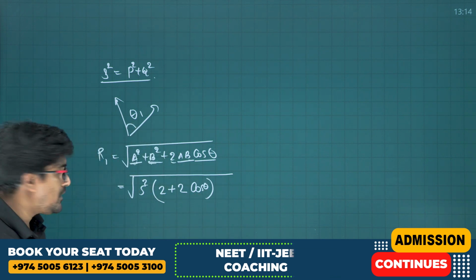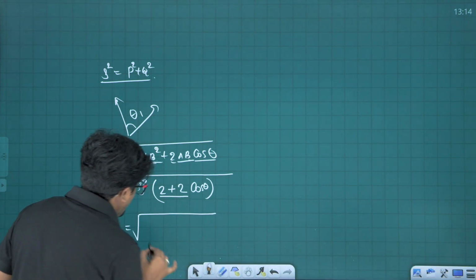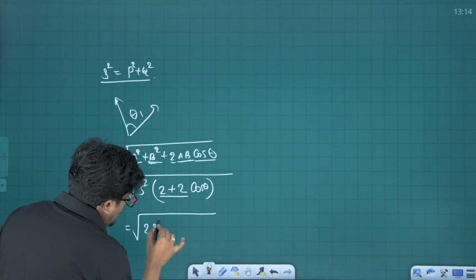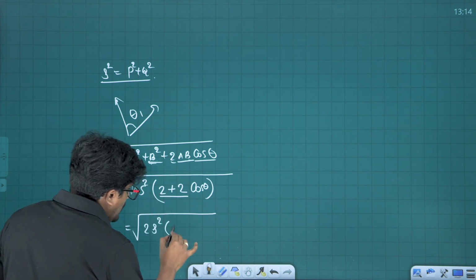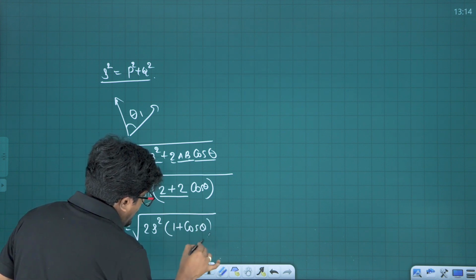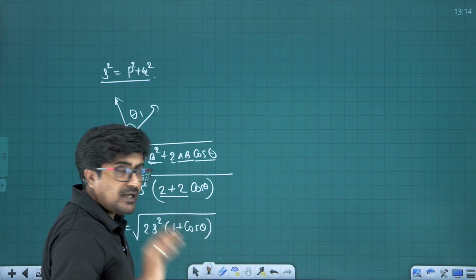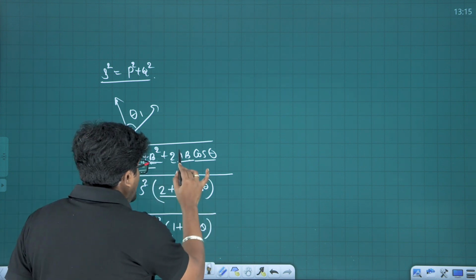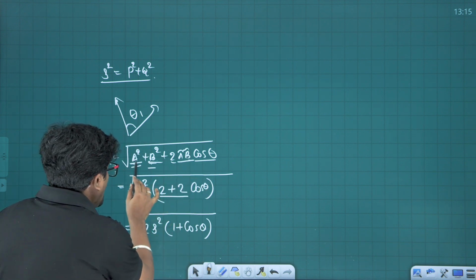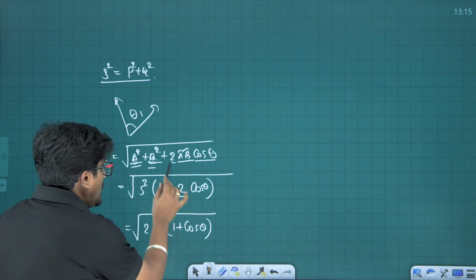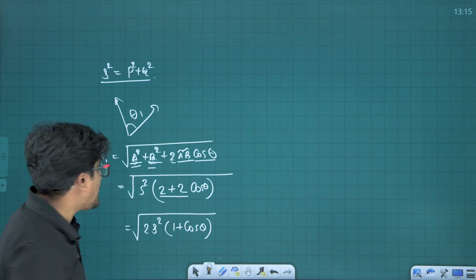Cos theta. Fine. Now again 2 is common. So here this is root of 2 into S square into 1 plus cos of theta. Is that fine? I repeat, magnitude of A is S, magnitude of B is also S, and that is how this S square came out. Once I take this S square, I have 1 and 1 here, so 1 plus 1 is 2, and again I have got 2 here, that 2 came out, so it is 2S square into 1 plus cos of theta.